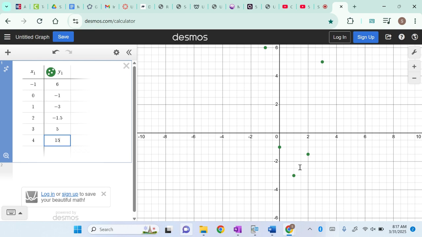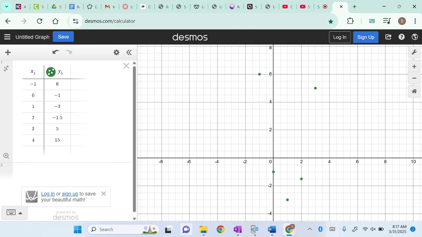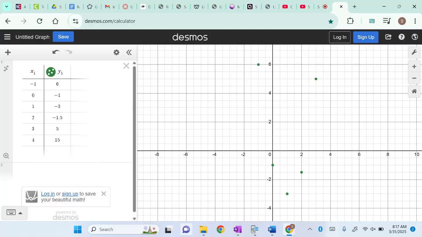So once you finish, your table should look like this. And another cool thing about Desmos is that when you do a table, your calculator automatically plots what the graph looks like or what the points are. So if you look at the points, it does look like it has a quadratic shape.